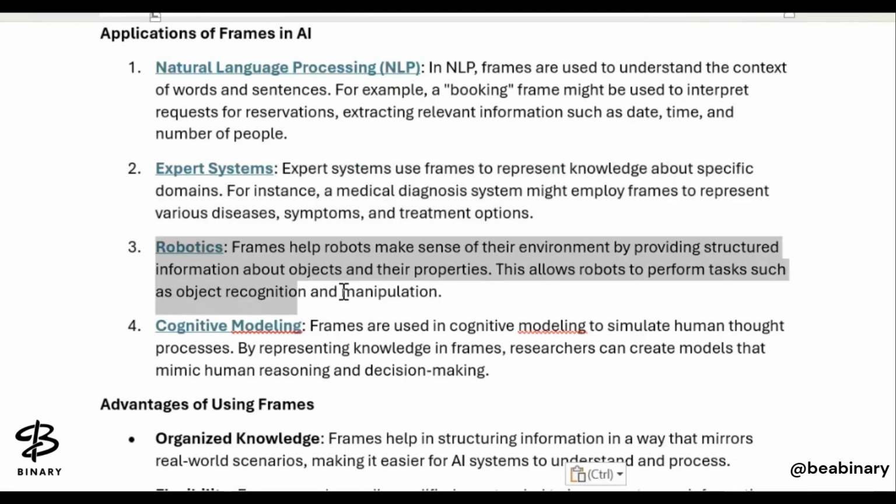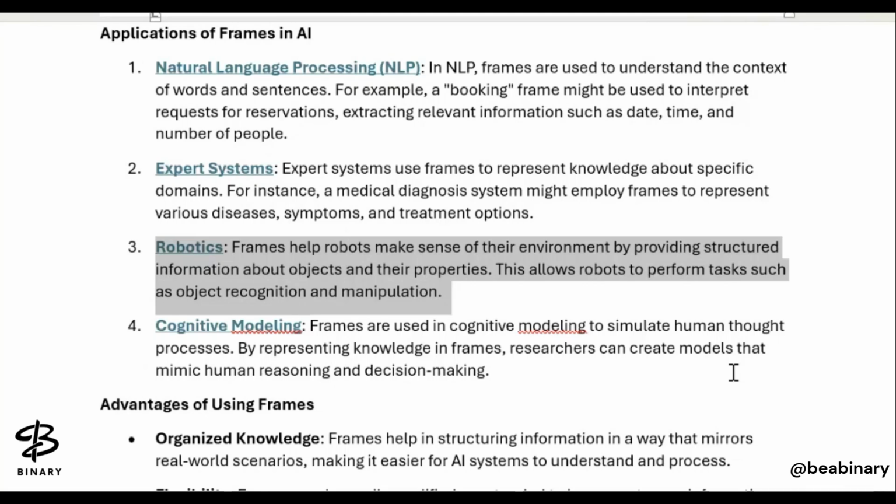Then robotics, another application of frames in artificial intelligence. Frames help robots make sense of their environment. They can sense their environment through structured information about objects and their properties. They can identify objects and their properties by defining the attributes. This allows robots to perform tasks such as object recognition and manipulation according to their properties.